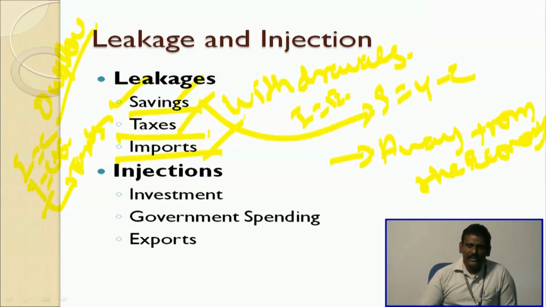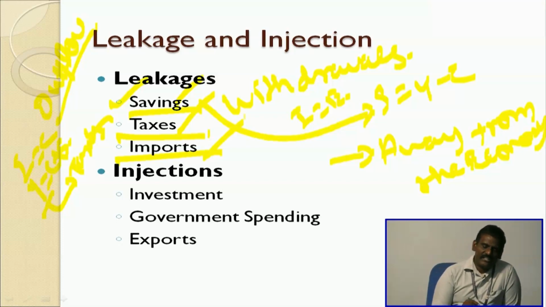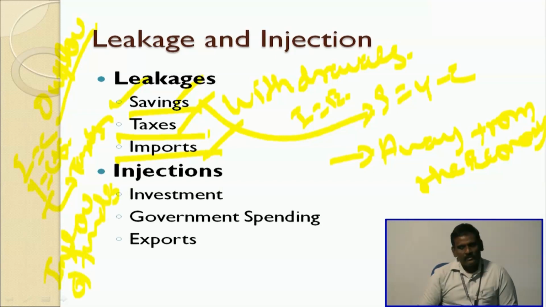In opposite to that we have injections. Why? Because whatever money we have transferred from one sector to another will have other benefits, will have an additional source, unlike the leakages. Injections are the inflow of funds. So, what are those inflows of funds, and what are the benefits of those inflows of funds? You need to understand.